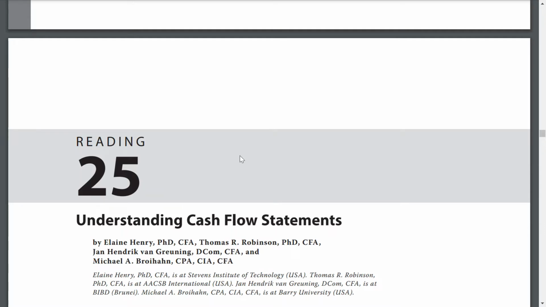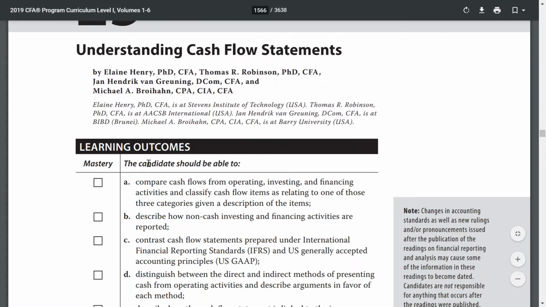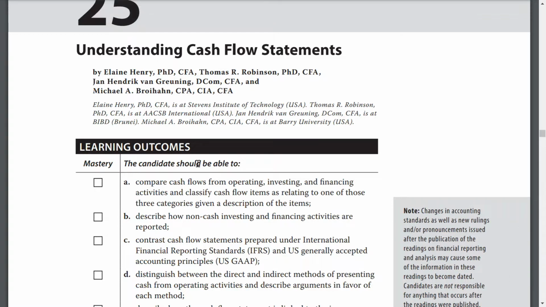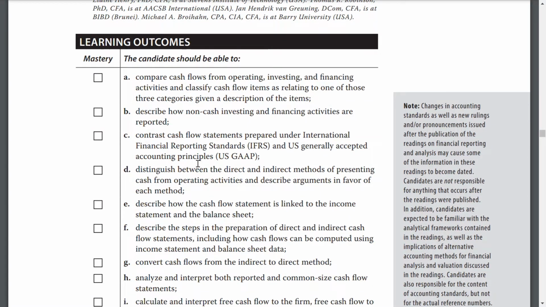Understanding cash flows is Reading 25 of the CFA Level 1 program curriculum: Understanding Cash Flow Statements. Learning outcomes: the candidate should be able to compare cash flows from operating, investing, and financing activities and classify cash flow items as related to one of these three categories, given a description of the item. Describe how non-cash investing and financing activities are reported.